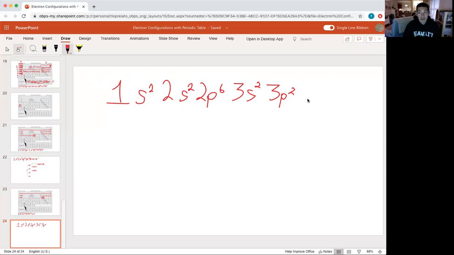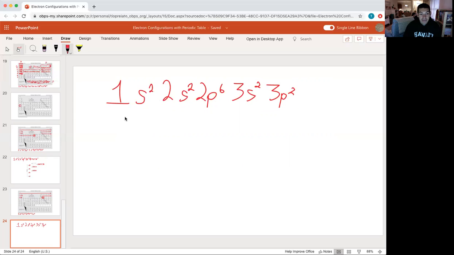I will always give you the boxes if I'm asking you to fill out an orbital notation. I will give that to you, right? You'll have them already set up. It's just a matter of you putting in the electrons. But what would you do if you didn't have the boxes? What if you had this configuration and you were asked to rewrite it in that box notation?